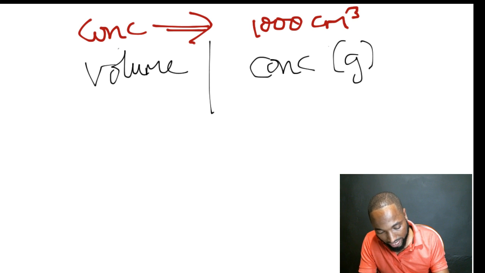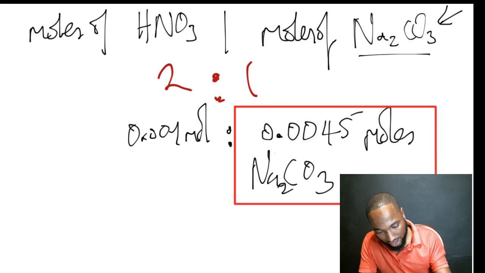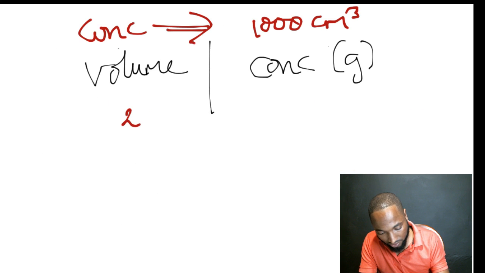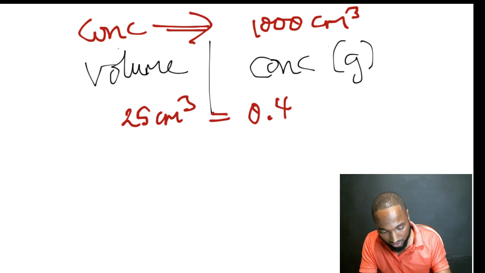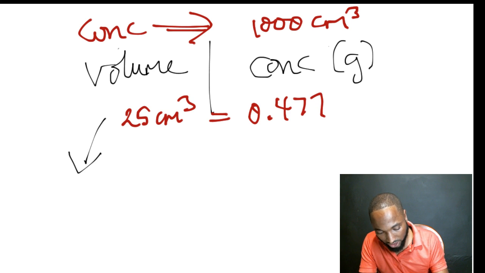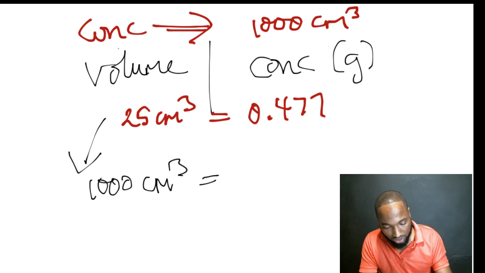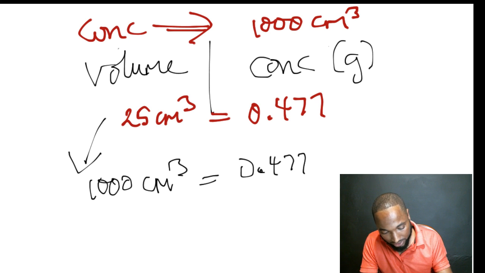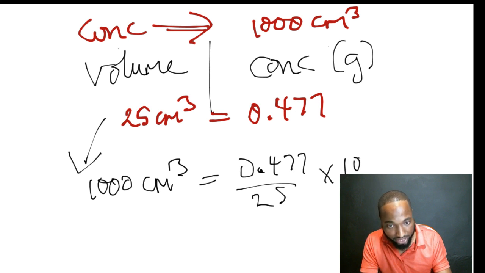We have something like this. Let me explain. We have 25 cm³ being equal to 0.477 grams. This means if I want to reach up to 1000 cm³ to get the concentration, I'll need to find for 1, because this is not 1. So I'll need to divide by the 25 and multiply by the 1000, and that's going to be the final answer.